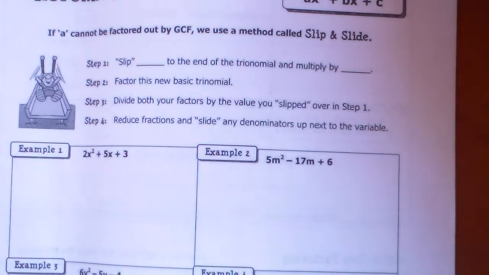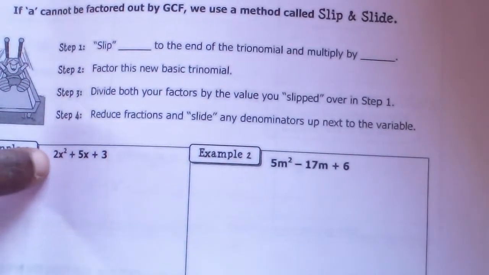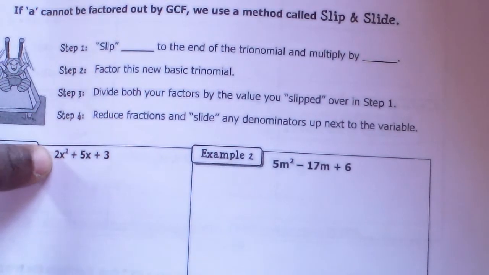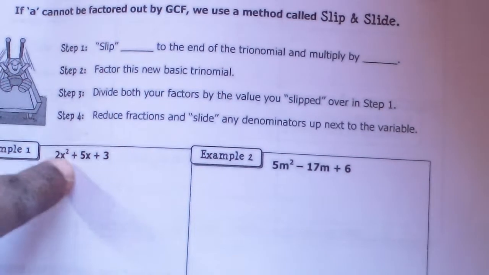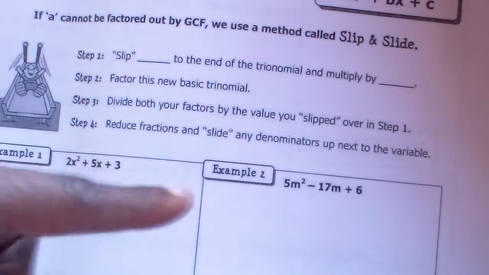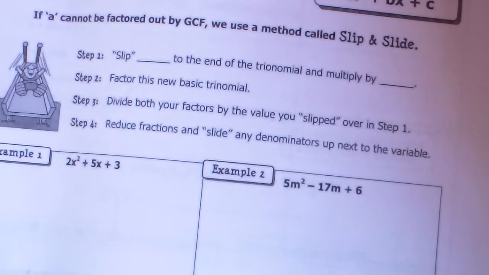But this method only works when you have a number in the front, a coefficient, and there is no GCF. So you see here we have 2x squared plus 5x plus 3. There's no GCF, so that's as good as we're going to get. A has an actual value. On the ones we've done up until this point, A was always 1. This is when A isn't 1.